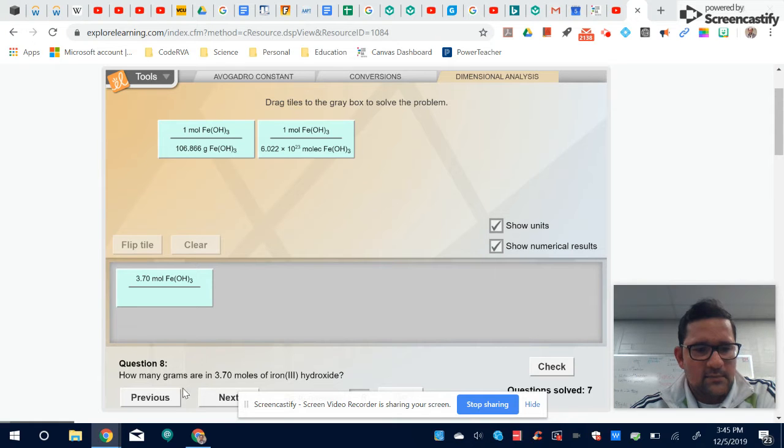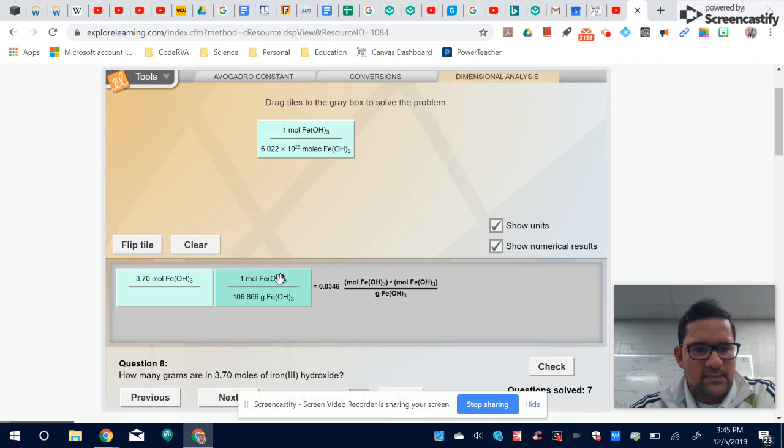It says, how many grams are in 3.7 moles of iron 3 hydroxide? So you have 3.7 moles of this iron 3 hydroxide, and they're asking you to go from moles to grams. I'm going to grab the first tile because this has the molar mass. This will allow me to go from moles to grams. However, the way I've placed the tile, the units do not cancel out. I need to get rid of moles, and I want grams to be the surviving unit.